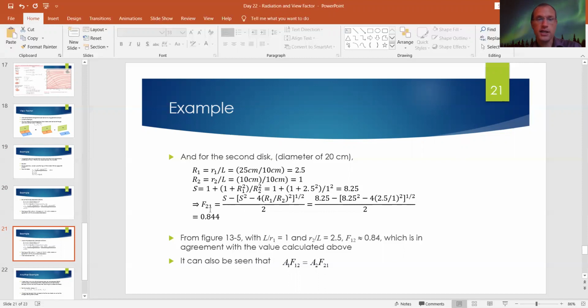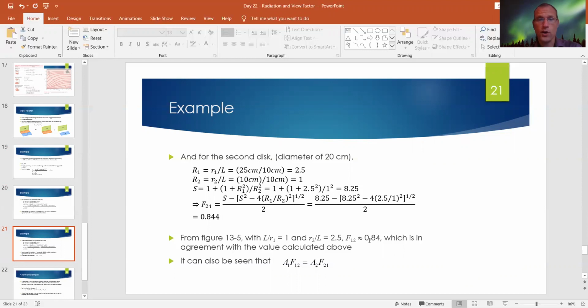The other thing that changes is in F21. These guys are flipped around as well. So in the other one, I had R2 over R1. Here and now I have R1 over R2. So that gives me, again, plugging in those numbers, 0.844. So 84% of the energy that comes from the top surface of the small disk actually hits the big disk, because the big disk is so much bigger on top of it that it's hard for this energy to get around it. Again, I do the same thing with my graph, and I can find an F value of 0.84, which is pretty close to that, so good enough for me.